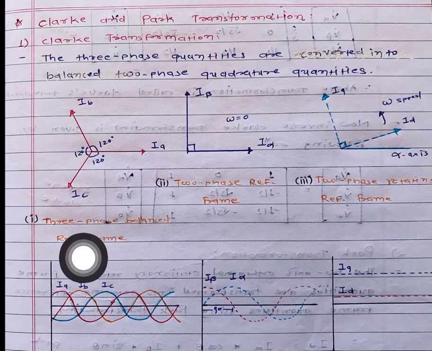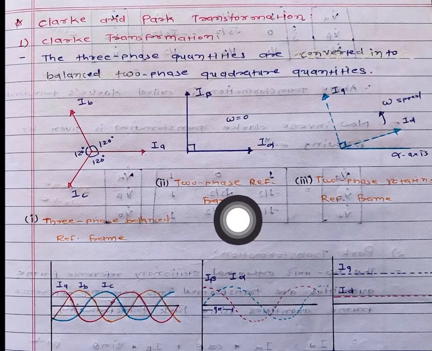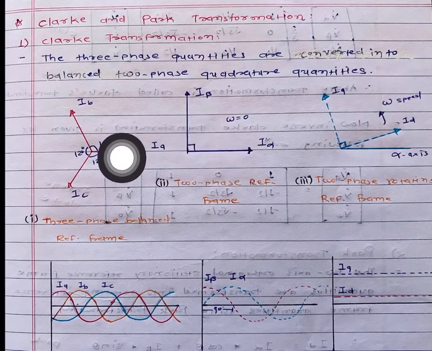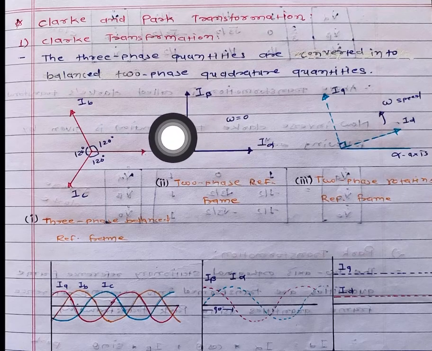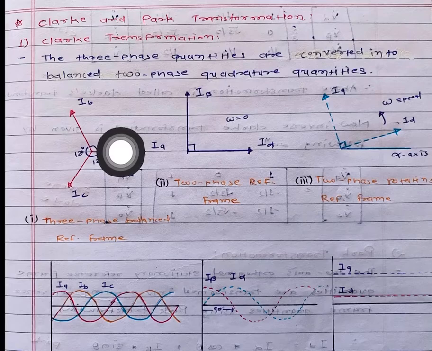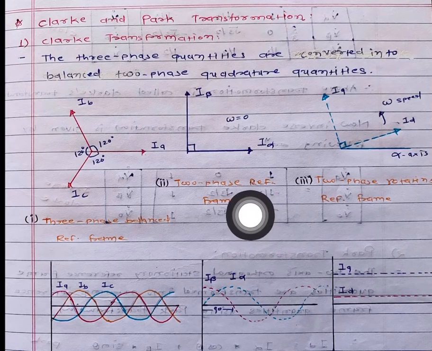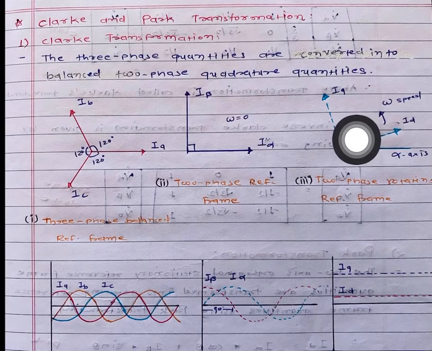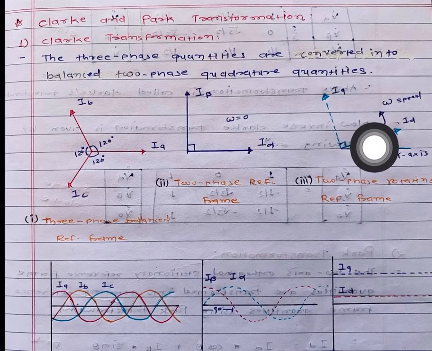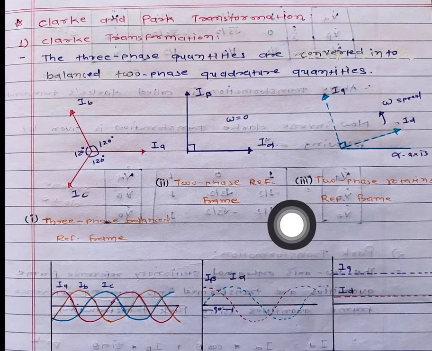Then the transformation from the three-phase balanced reference frame to the two-phase stationary reference frame is called Clark transformation, and from the two-phase quadrature axis to the three-phase balanced set it is called inverse Clark transformation. Now from the two-phase stationary reference frame to the two-phase rotating reference frame it is called Park transformation, and from the two-phase rotating reference frame to the two-phase stationary reference frame it is called inverse Park transformation.